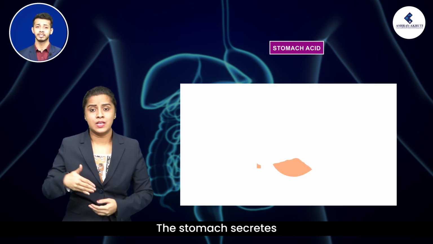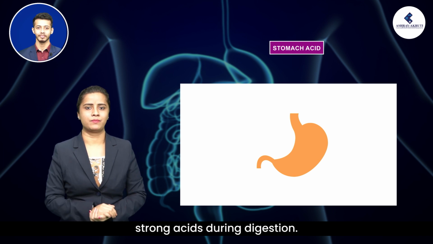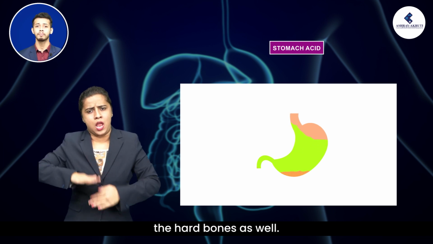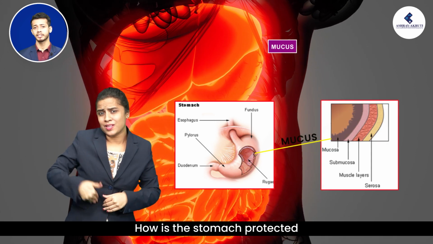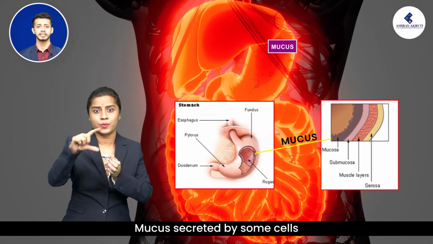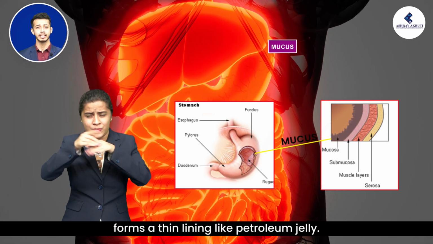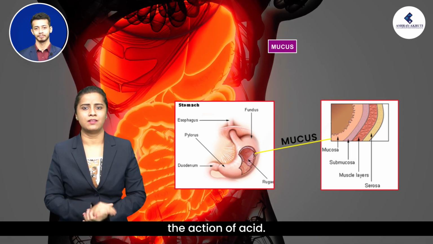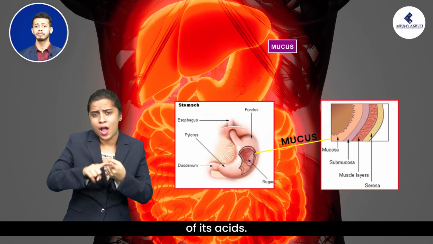The stomach secretes strong acids during digestion. The HCl secreted by the walls of the stomach is strong enough to digest even hard bones. How is the stomach protected from the secretion of its acids? Mucus secreted by some cells in the walls of the stomach forms a thin lining like petroleum jelly, and this counters the action of acid. Hence, the stomach is protected from damage caused by the secretion of its acids.